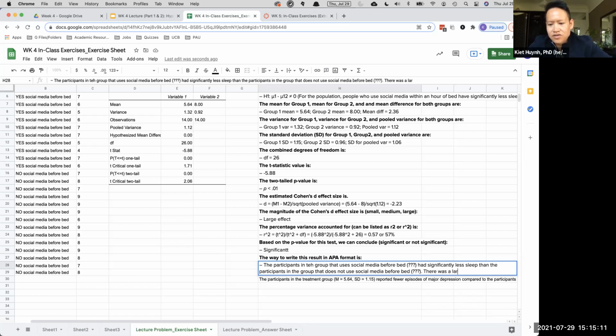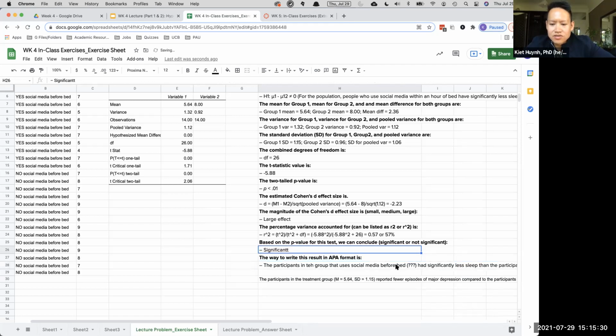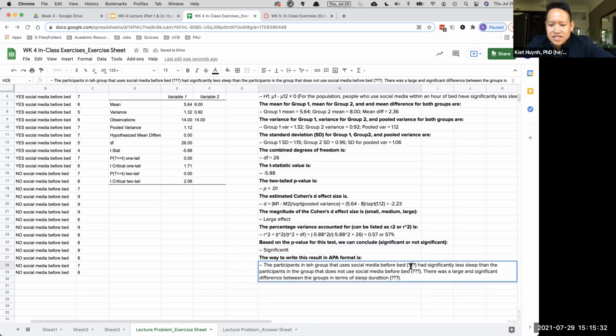There was a large and significant difference between the groups in sleep duration. Okay, you have to put the stats here too. All right, so we have to put the mean and standard deviation here. The mean for the social media group was 5.64. Standard deviation for the social media group was what?